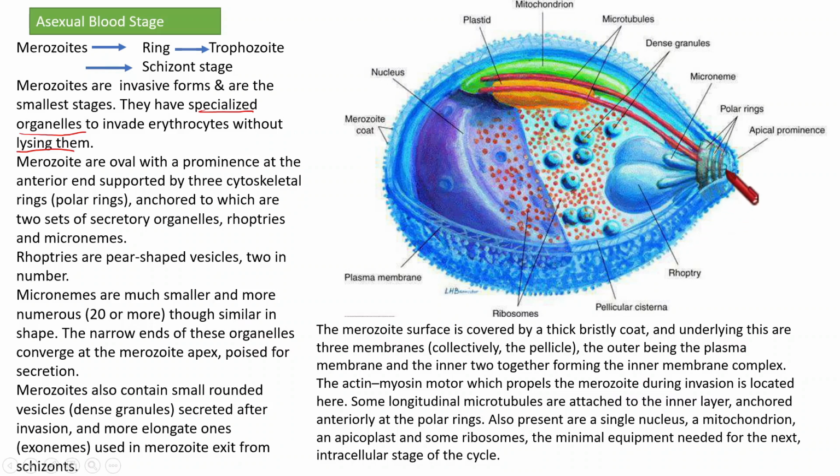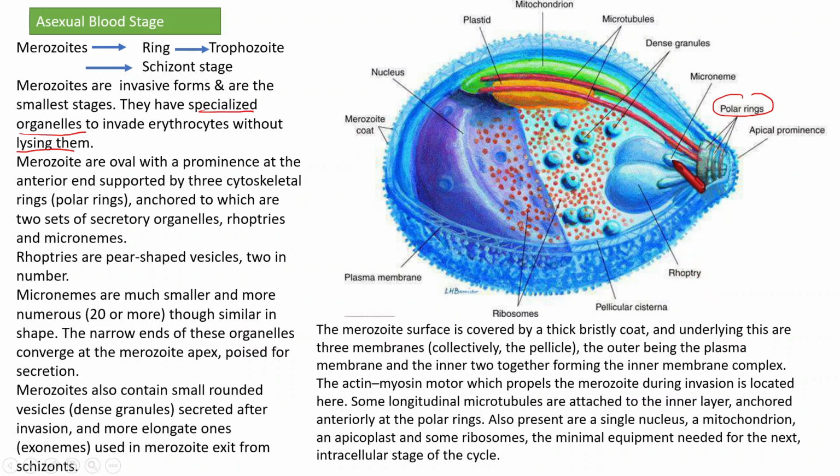Looking at its shape, we can see that its anterior end is like a prominence, and it is supported by three cytoskeletal rings. They are called polar rings. And anchored to these rings are two sets of secretory organelles. The first set of secretory structures is called rhoptries.